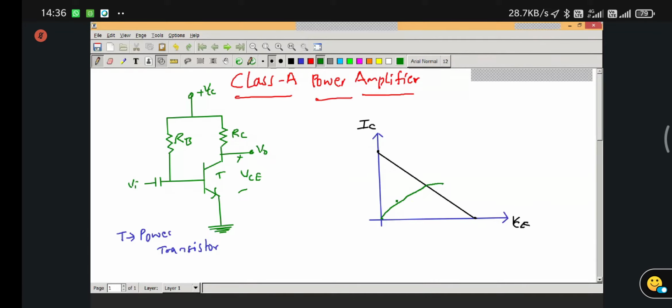This is the output characteristics of the transistor.